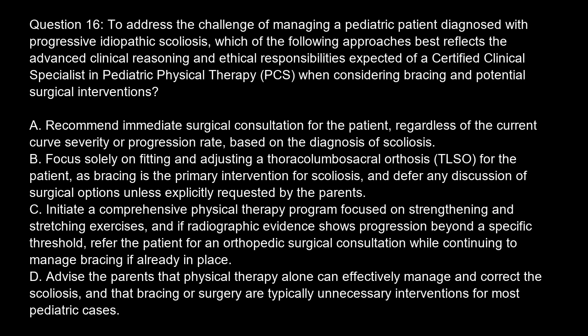Option B. Focus solely on fitting and adjusting a thoracolumbosacral orthosis, TLSO, for the patient, as bracing is the primary intervention for scoliosis, and defer any discussion of surgical options unless explicitly requested by the parents. Option C. Initiate a comprehensive physical therapy program focused on strengthening and stretching exercises, and if radiographic evidence shows progression beyond a specific threshold, refer the patient for an orthopedic surgical consultation while continuing to manage bracing if already in place. Option D. Advise the parents that physical therapy alone can effectively manage and correct the scoliosis, and that bracing or surgery are typically unnecessary interventions for most pediatric cases.